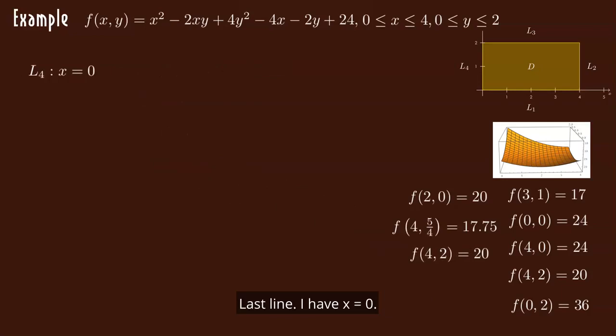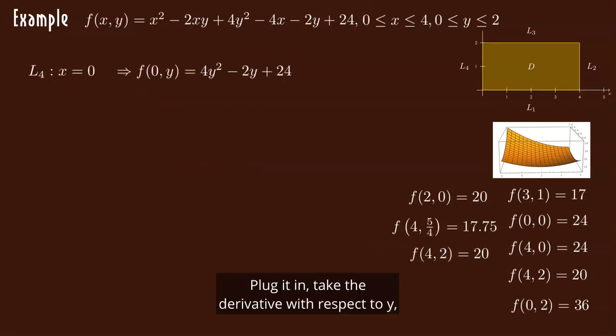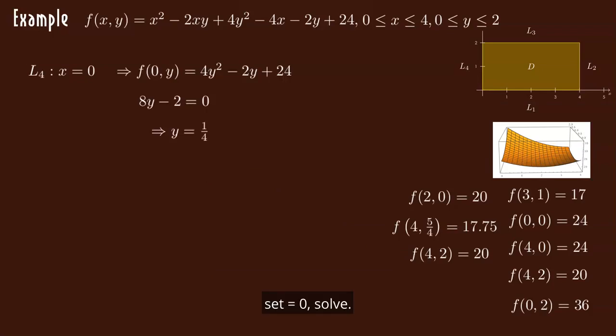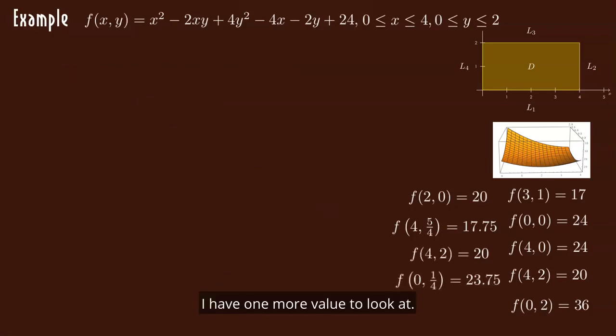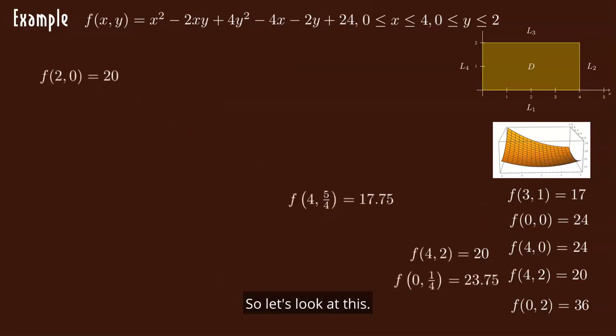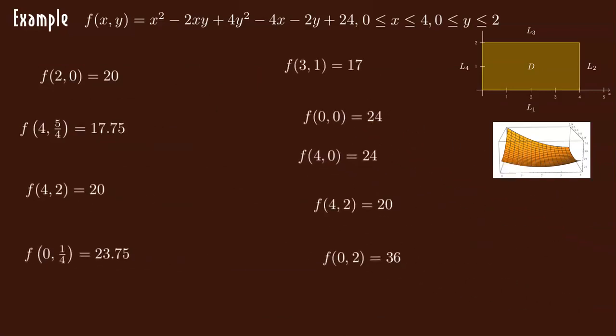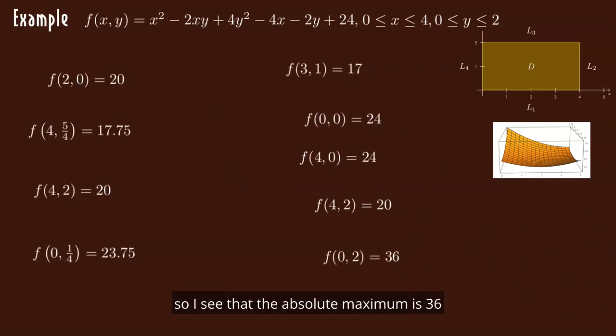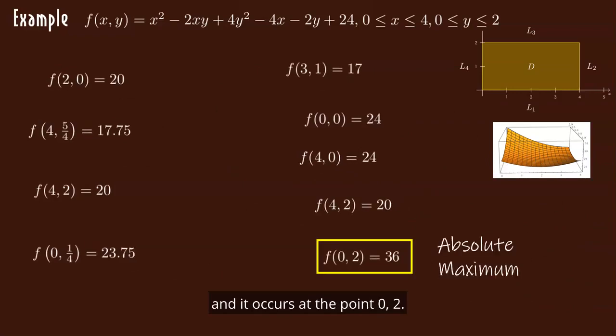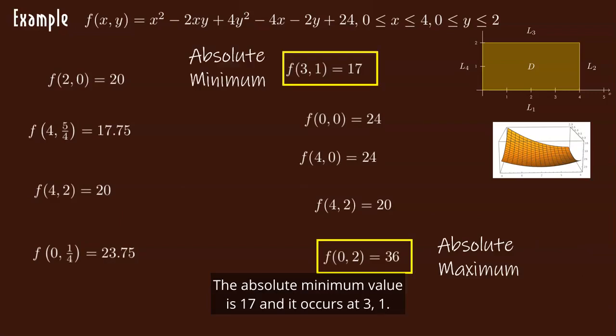Last line, I have x equals 0. Plug it in, take the derivative with respect to y, set it equal to 0, solve. I get y equals 1/4. So now I have the point 0, 1/4. I have one more value to look at. So let's look at this. We have a whole bunch of points to look at. And comparing the values, I see that the absolute maximum is 36 and it occurs at the point 0, 2. The absolute minimum value is 17 and it occurs at 3, 1.